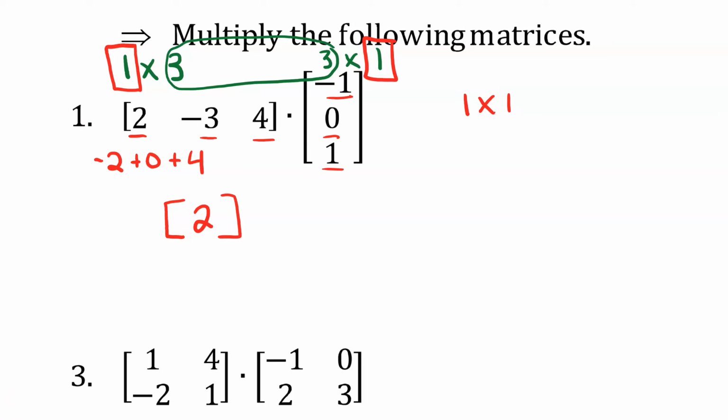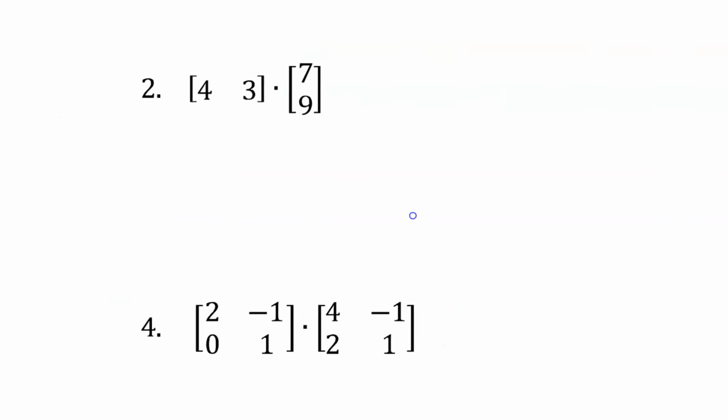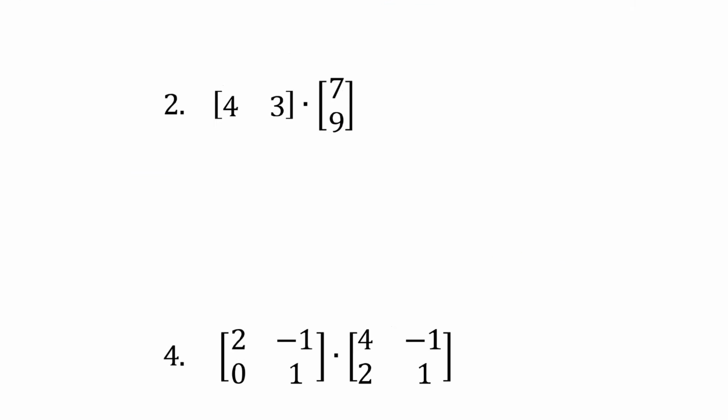Okay, moving on to number 2. All right, so this is a 1 row by 2 column, and this is a 2 row by 1 column. Since those are the same, we can multiply them, and the result will be a 1 by 1.